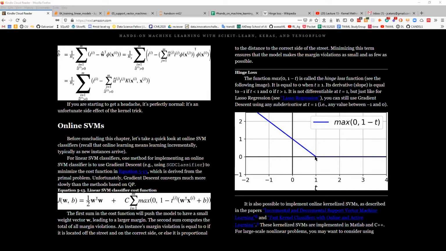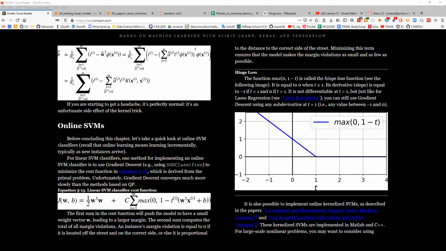And then when t is smaller than 1 or negative, then 1 minus t is just going to be 1 minus t, because it's always going to be greater than 0. So that's what the hinge loss looks like. It kind of looks like the ReLU function a little bit, except in a mirror image, and shifted as well.